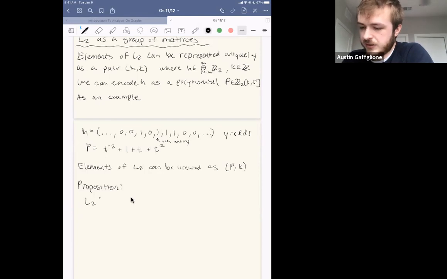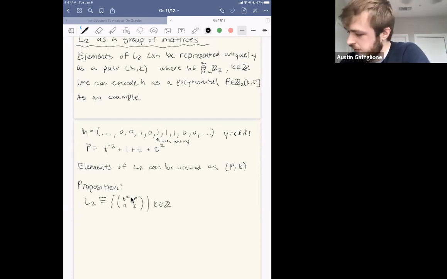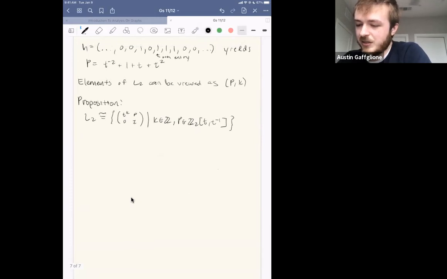that L2 is isomorphic to this subgroup of the following 2x2 matrices, t to the k, 0, 1, and then p, where of course k is an integer, and then p is this polynomial with entries from Z2. Okay. In the proof, I'll just give you the idea of the proof.